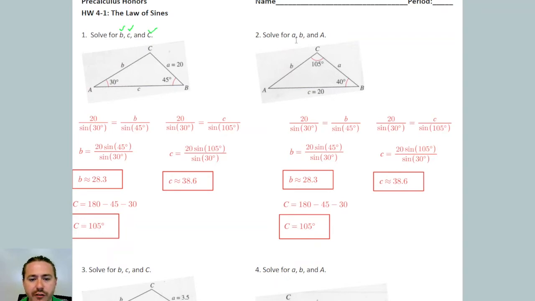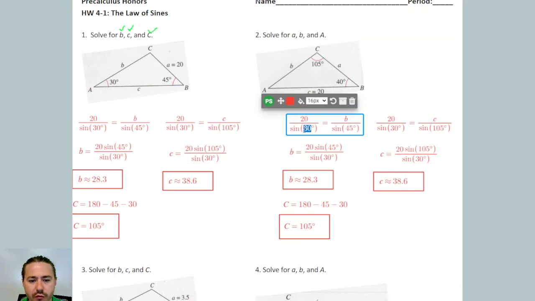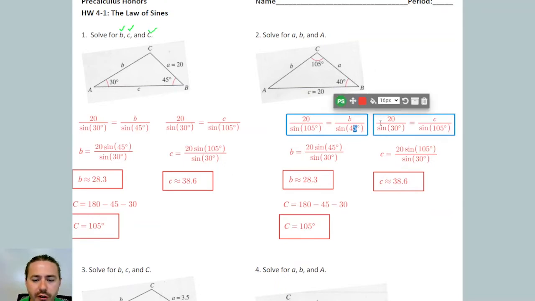Okay, so let's look at this one. In this case, we're looking for side A, side B, and angle A. So the pair that we know is the C's. So we're going to say 20 over sine of 105, those are familiar numbers, equals, now in this case, we'll get A first. I'm sorry, we'll get B first. No, we will get B first, because we know angle B is 40 degrees.